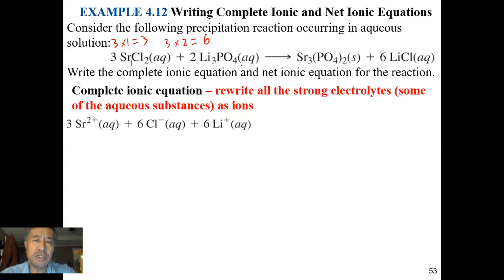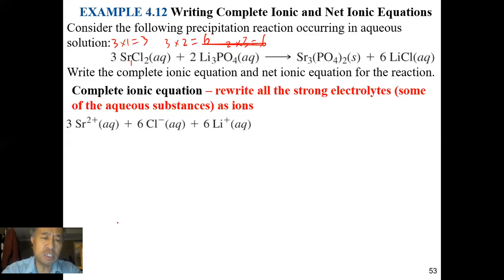Next, you see this is aqueous and this compound is ionic. So aqueous ionic, you rewrite as ions. One ion will be the positive ion, the other will be the negative ion. In this example, the positive ion is Li. Li is in group 1A, so it is always 1+. You find how many Li: you take the coefficient, which is 2, times the subscript for Li, which is 3, so you get 6. That's where you get this 6.